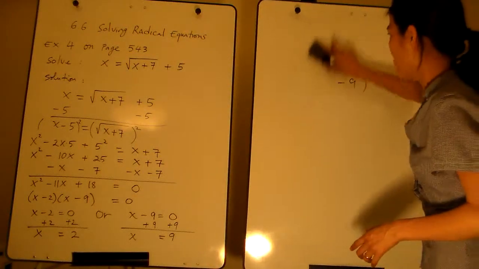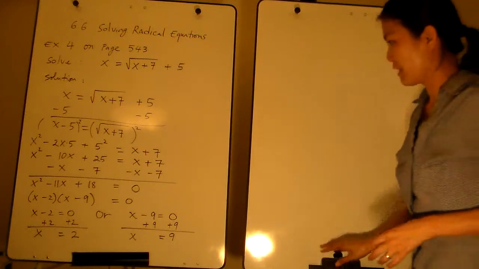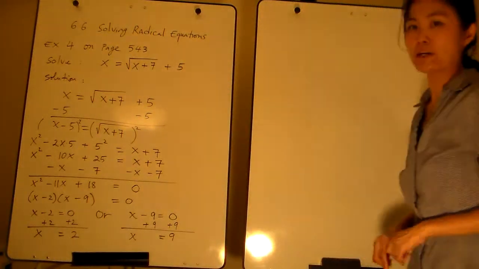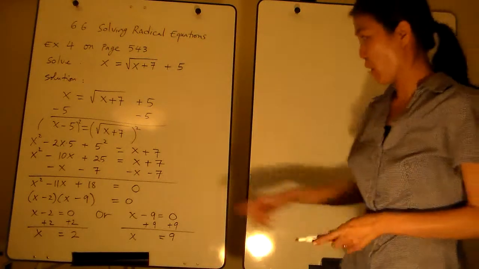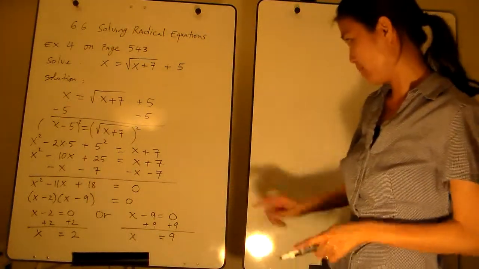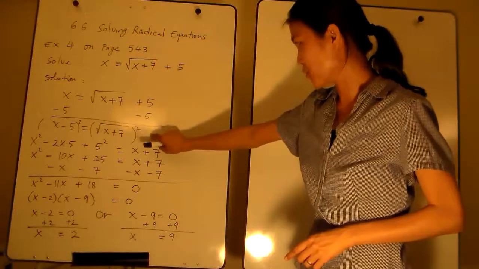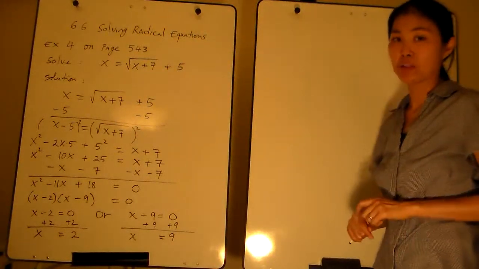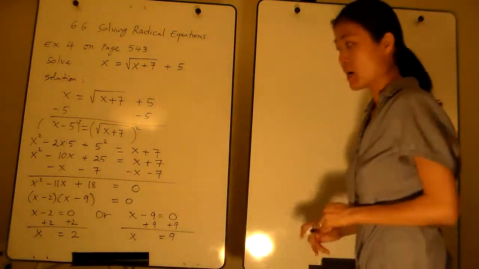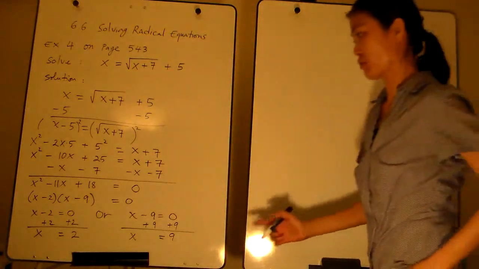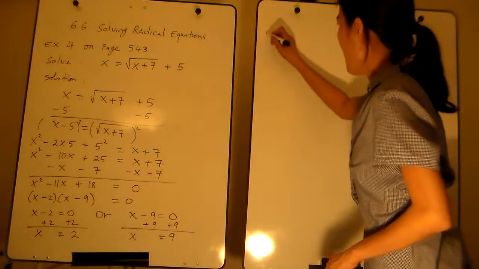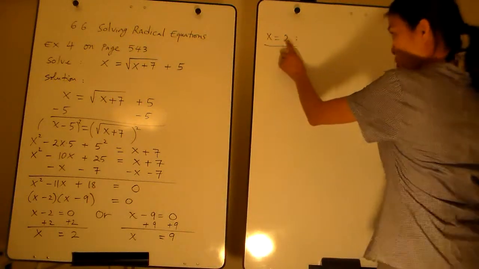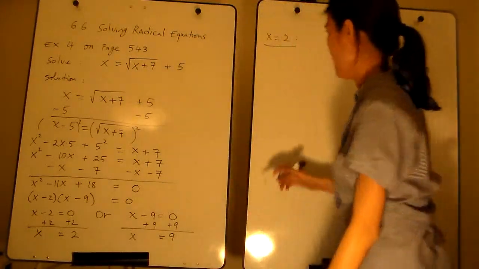Again, we need to double check if the two solutions are truly solutions to this radical equation. Remember, when you square both sides right here using the power principle, it is always strongly recommended that you check the solution, because sometimes what you got are not actually solutions. So I'm going to check the two solutions. x equal to 2.